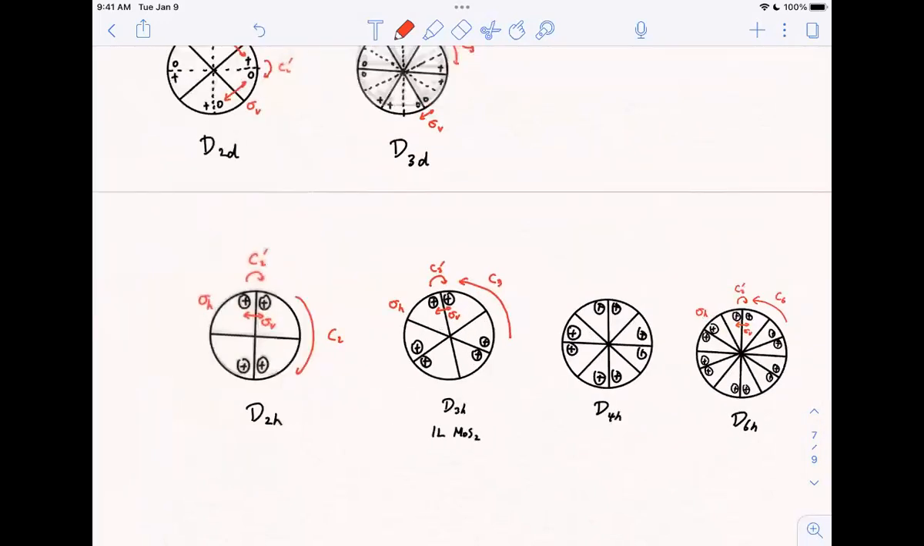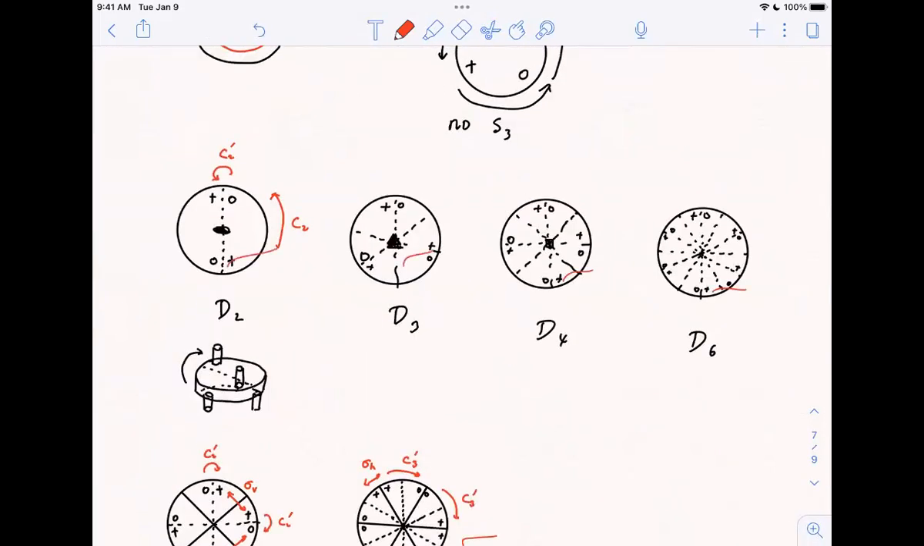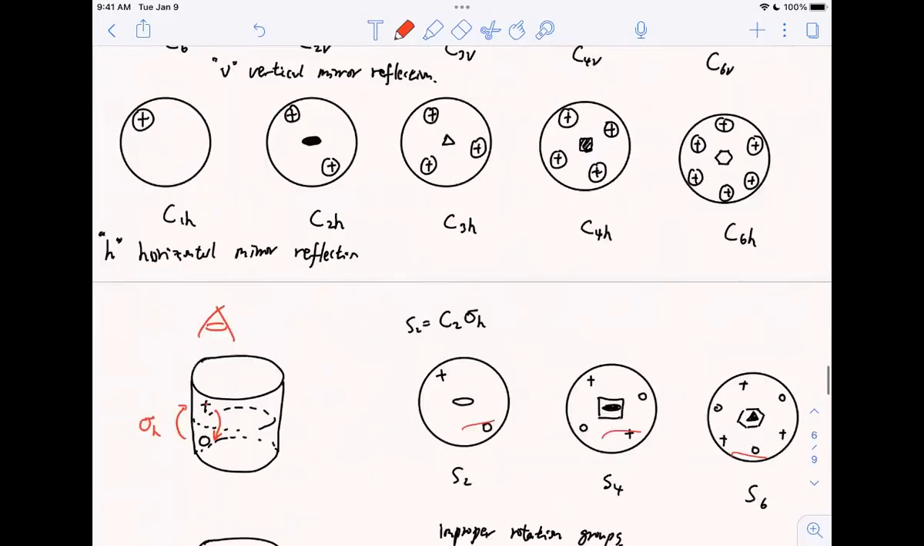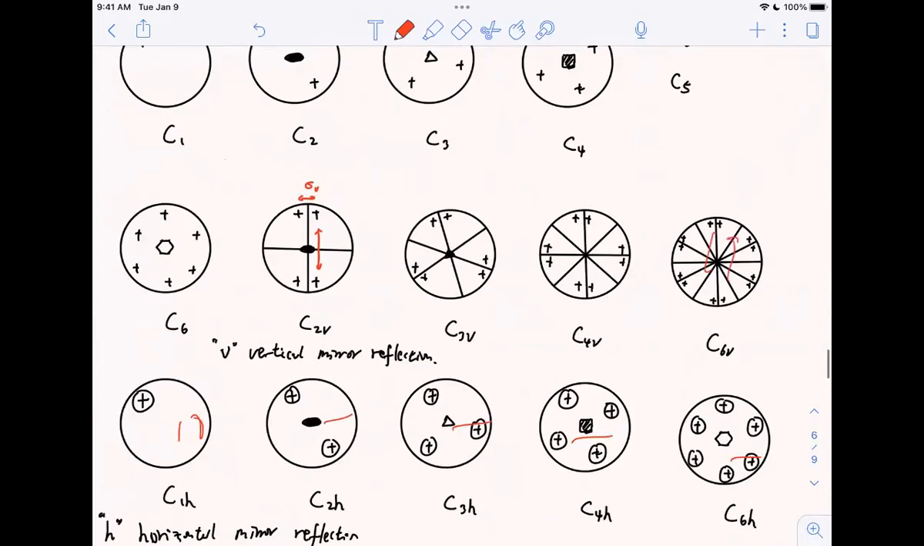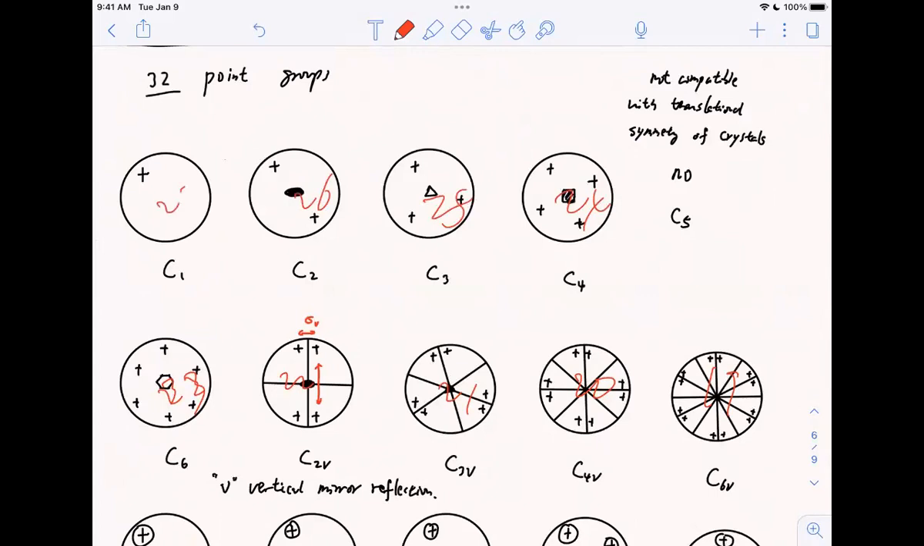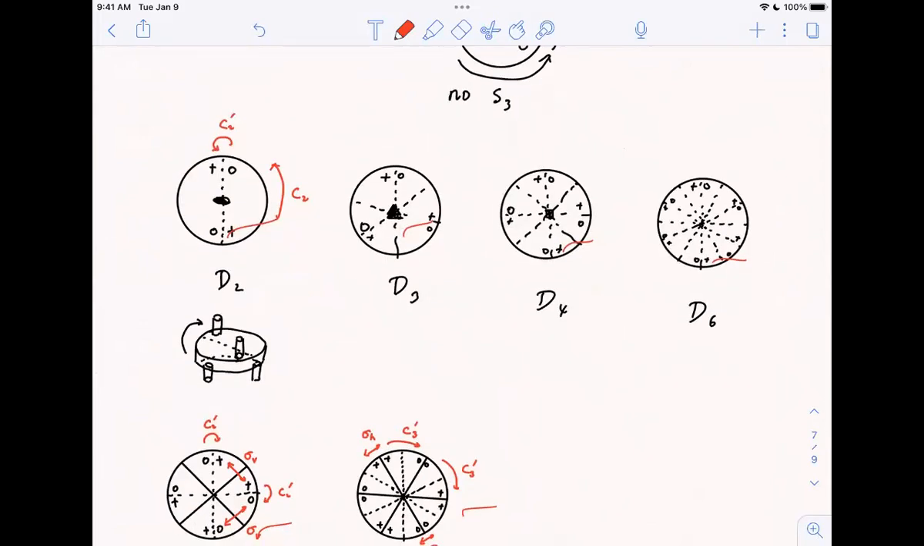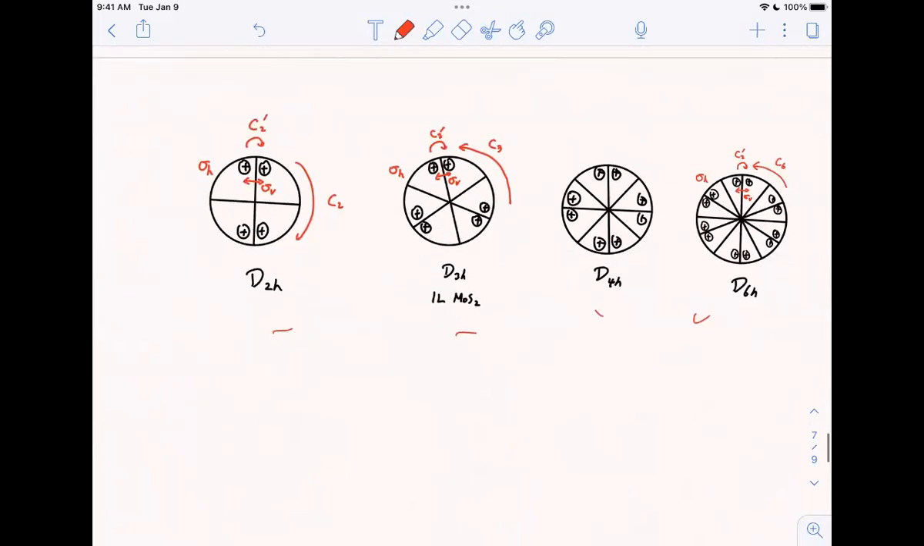Okay, so how many do we get? 1, 2, 1, 2, 3, 4, 5, 6, 7, 8, 9, 10, 11, 12, 13, 14, 15, 16, 17, 18, 19, 20, 21, 22, 23, 24, 25, 26, 27. So we're missing 5 of them. They're not listed, so there are more. I just do it like that because the textbook only lists that many.